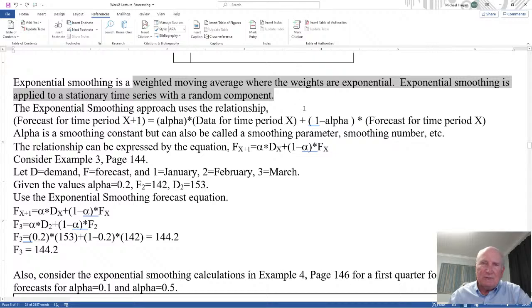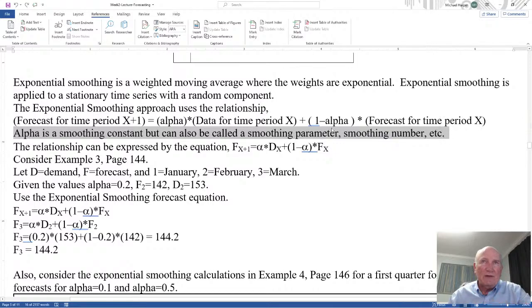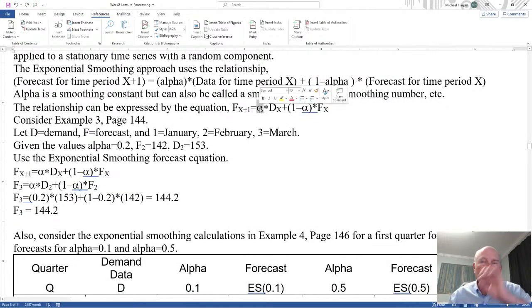Well, we're not going to calculate exponential weights, because exponential smoothing has a very clever, very simple way of doing that. The exponential smoothing approach uses the relationship that the forecast for time period x plus 1 is alpha, a smoothing constant, which can also be called a smoothing parameter, smoothing number, or alpha value, whatever you call it, times the data for time period x, plus 1 minus alpha times the forecast for time period x. The relationship can be expressed with this equation: the forecast for x plus 1 is alpha times the demand data for x, plus 1 minus alpha times the forecast for x. I'm using the small Greek letter alpha because it's commonly used.